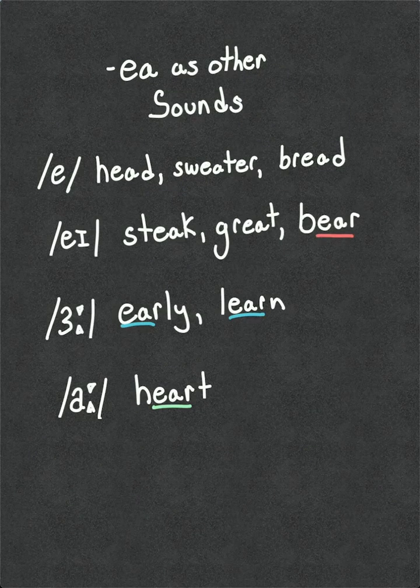To make matters more confusing, EA can actually form 4 different sounds in English. For example, the words head, sweater, bread, steak, great, bear, early, learn, heart. If you compare and contrast all these words, the EA is going to sound different. And what about the consonant that follows EA or a sound that comes before? Again, there's no clear pattern. They just need to be committed to memory.